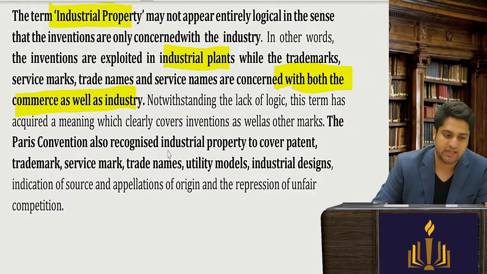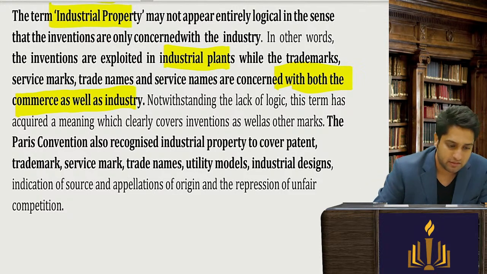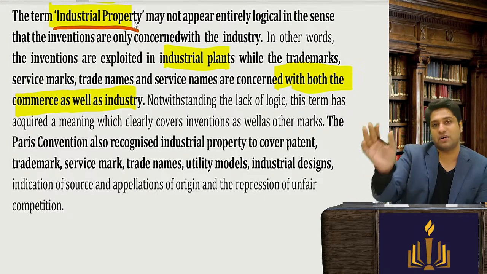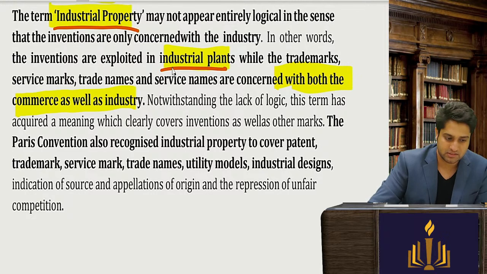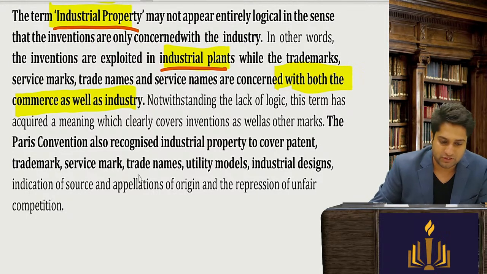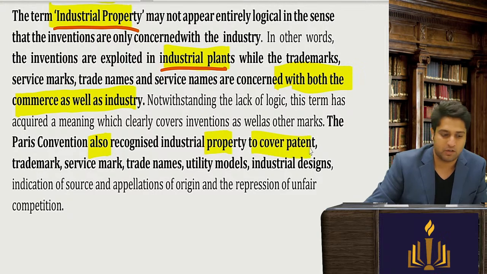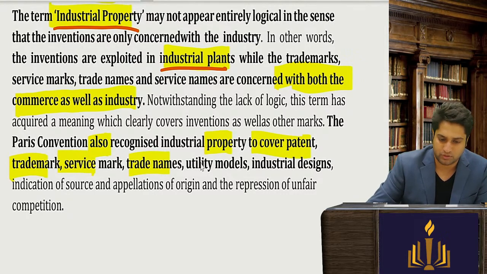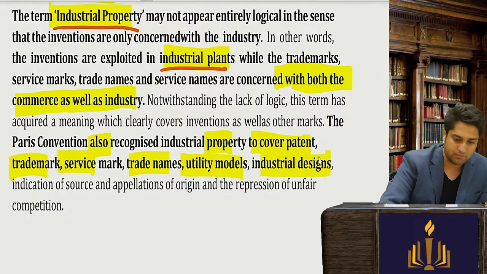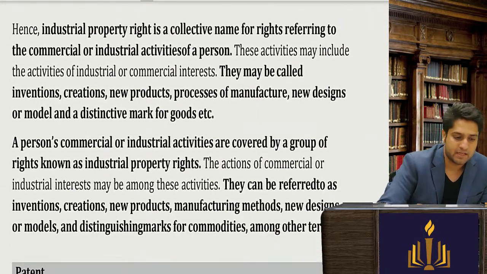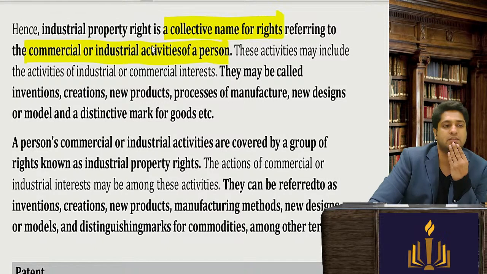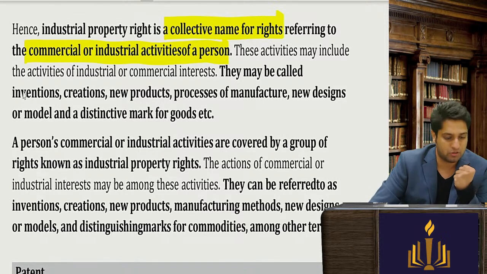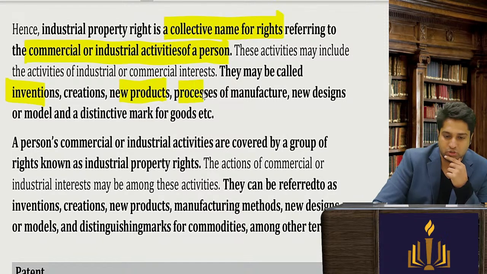The Paris Convention recognized that industrial property covers, as I told you, everything. It doesn't necessarily have to be used in industrial plants. The Paris Convention has also recognized property to cover patents, trademarks, service marks, industrial designs, utility models, etc. Industrial property right is a collective name for the rights referring to commerce or industrial activities of a person. So again, they are repeating the same thing. They may be called inventions, new products, new processes.